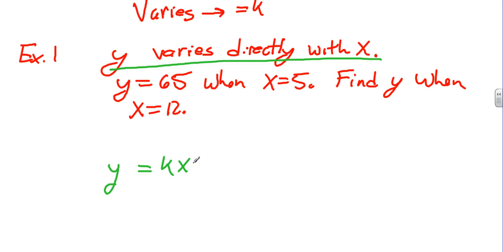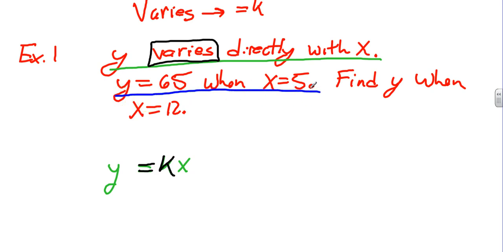Okay, once you've got that first sentence, that's basically you taking whatever sentence they give you and writing out the equation that goes with it. Again, there's your varies, and that's your equals k. Once you've got this part of the equation done, you're going to take the second part here. They tell you that y is 65 and x is 5. Take those two numbers and plug them back into the equation. You've got 65 equals k times 5.